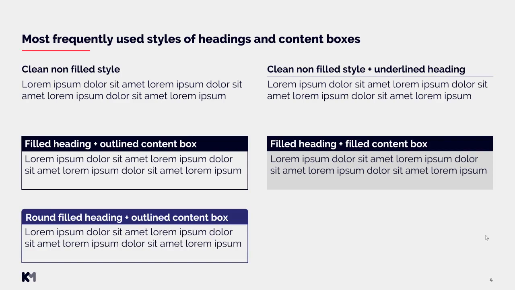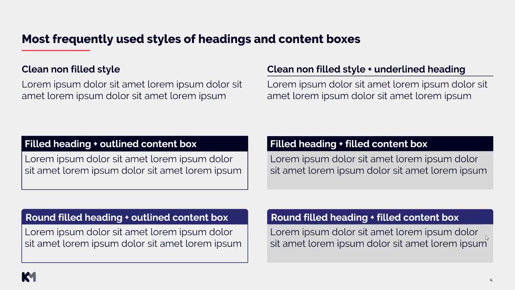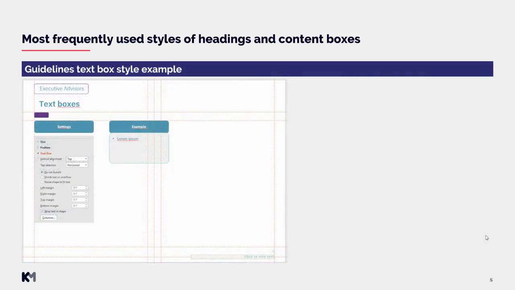And then we can have alteration of the style, which could be with the round heading box plus outline content box, or round filled heading and then filled content box. Of course, there is even more styles that clients can have described in their guidelines, but this captures most frequently used ones. But of course, always if there would be some different style than this outlined in the guidelines, you should follow that style.